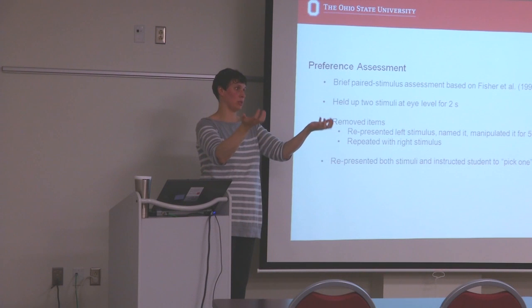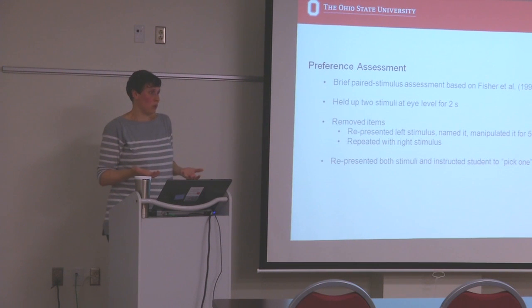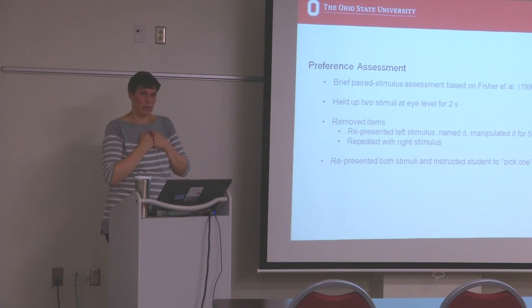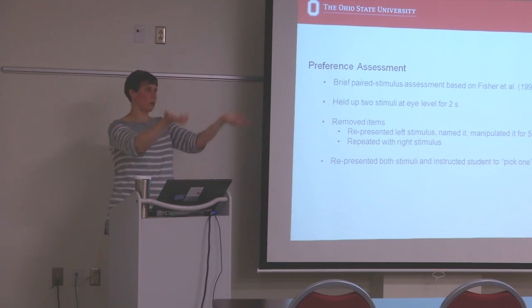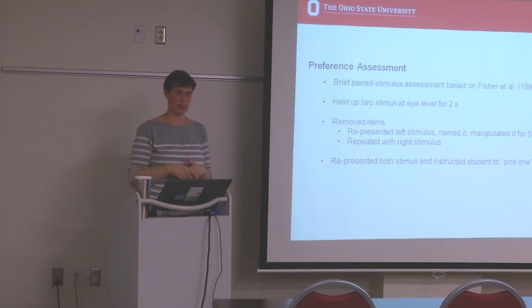And we would wait for them to look at one of the items and hold that gaze for 2 seconds. Okay? If they didn't choose one within 5 seconds, we took them both away, waited 2 seconds, we re-presented them, and we said, pick one. Okay? If they didn't make a choice after that, we terminated that trial.